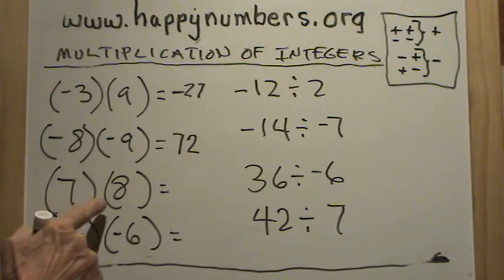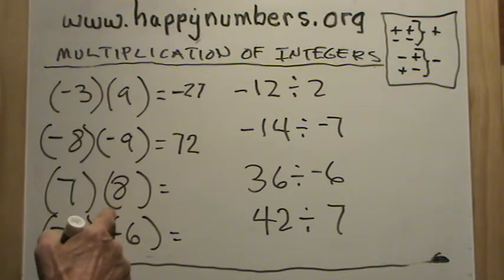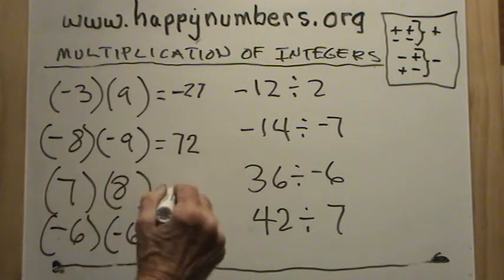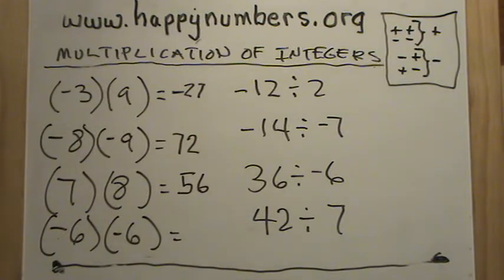Here I have a positive and a positive, so the signs are the same, so the answer is going to be positive. 7 times 8 is 56. Here I have a negative and a negative, so I know my answer is going to be positive. 6 times 6, 36. Good.